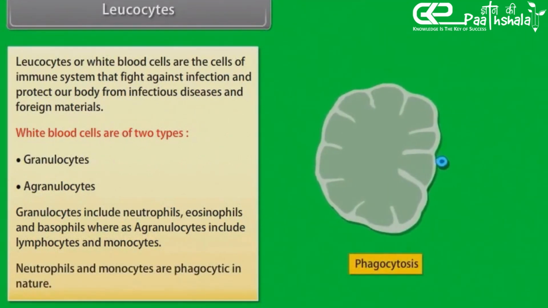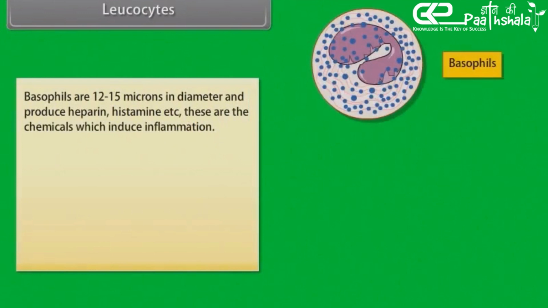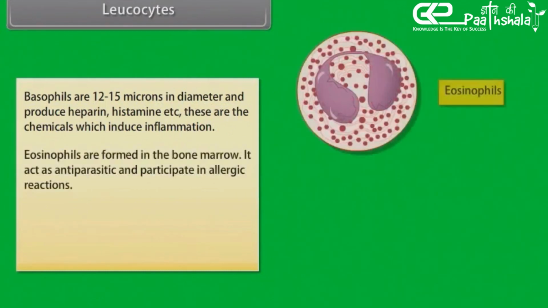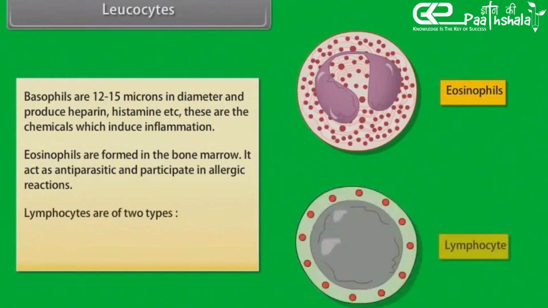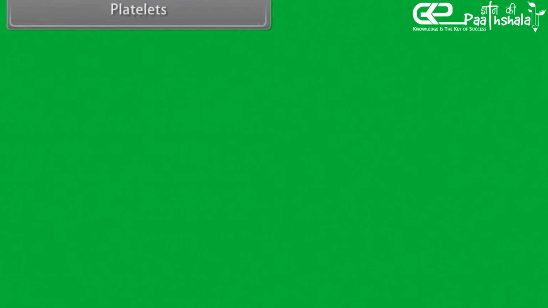Neutrophils and monocytes are phagocytic in nature. Basophils are 12 to 15 microns in diameter and produce heparin, histamine, etc. These are the chemicals which induce inflammation. Eosinophils are formed in the bone marrow. They act as anti-parasitic and participate in allergic reactions. Lymphocytes are of two types: B and T lymphocytes. They fight diseases.